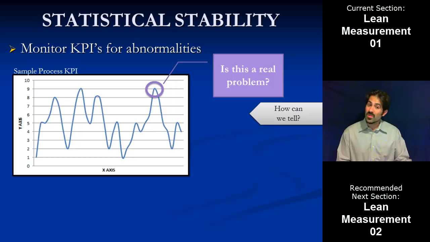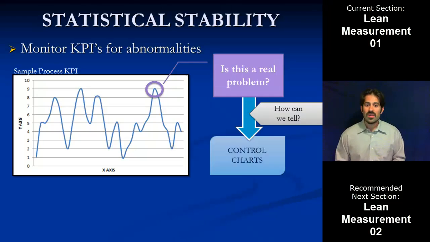So in this case, looking at that spike on the chart, is that an actual problem? Is it not? Should we go look at that? Should we follow up on it? Or is that okay and we don't need to worry about that for right now? So again, how can we tell? Well, we use this idea of control charts.